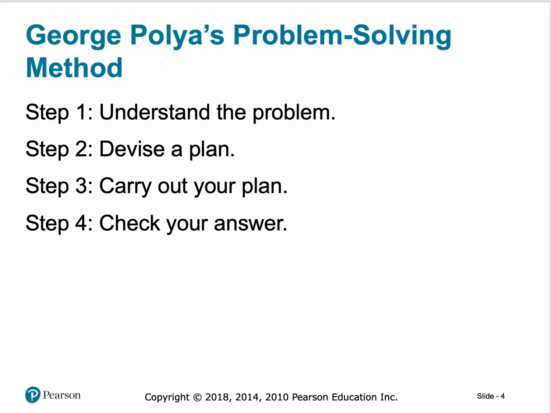So there's 4 steps to George Polya's problem-solving method. The first is understand the problem. The second is devise a plan. The third is carry out the plan. And the fourth is to check your answer. If you think about this method, it's very well aligned with how things happen in the real world. We first are encountered with something that's an issue, and we have to understand what the issue is. Then we have to make a plan to work around it, execute the plan, and then we would want to be sure that we have the right answer.